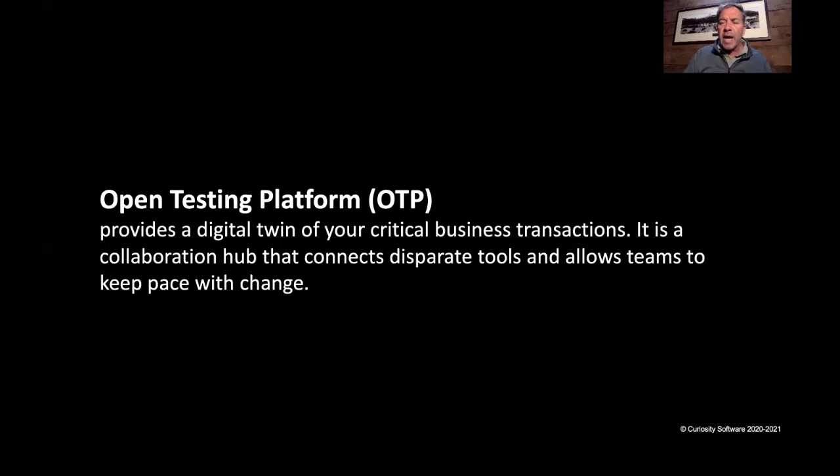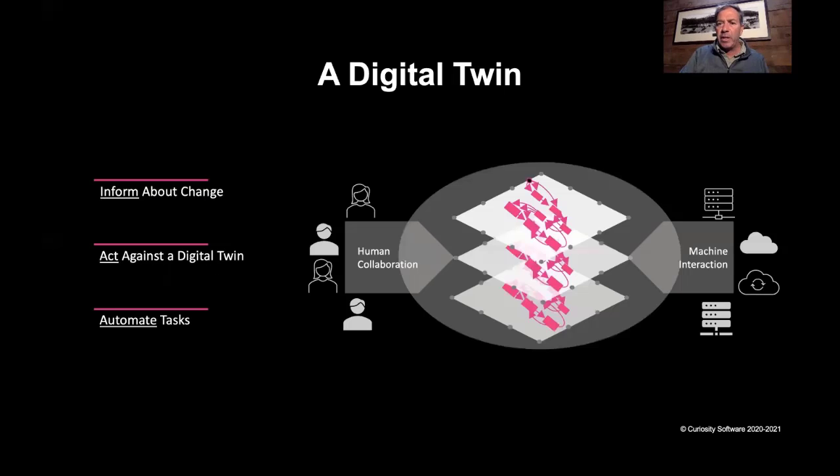And when we decided, hey, from a Curiosity Software perspective, that we were going to go after this idea of the open testing platform, we said, okay, it's got to be a very tight understanding of what's going on. And this is our definition. An open testing platform provides a digital twin, which I will discuss, of your critical business transactions, okay? It is a collaboration hub that connects disparate tools and allows teams to keep pace with change. Okay, let's unpack this idea because I think it's compelling. I think it's what's next from the software testing perspective.